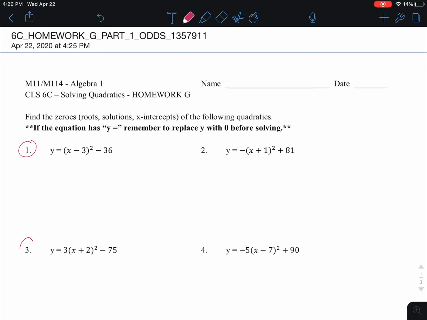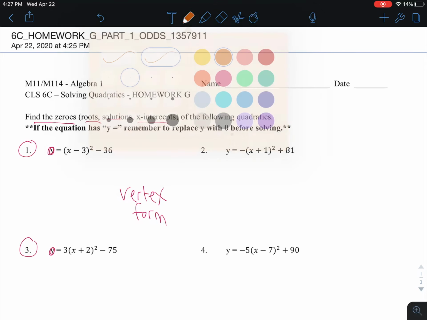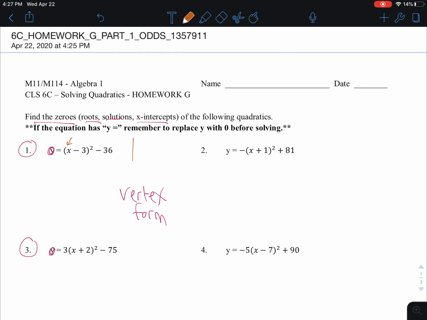So number 1 and number 3 are very similar because both of these are in vertex form. Remember what we're doing here is we're solving, or finding the zeros, root solutions, x-intercepts. We're finding the x-intercepts, meaning y is going to be 0. So whenever you see y in this assignment, always let y be 0. Remember, when there's one x present, just use arrows. This is a first semester question. So just use arrows here.